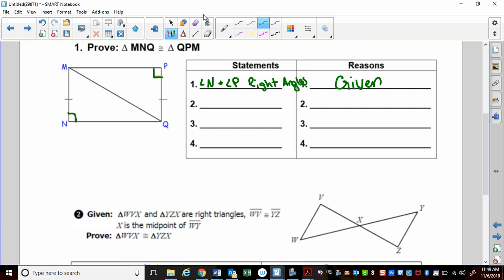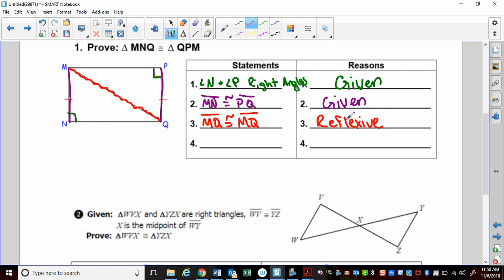So it's a right triangle. Also, I'm given that this side is congruent to this side. And this is also given. They write it in the diagram for you, but it's given. Now, something that's not given that we can almost always conclude is that any common side is equal in both triangles. If they're sharing the side, it's equal. MQ is congruent to MQ. And this is because of the reflexive property.